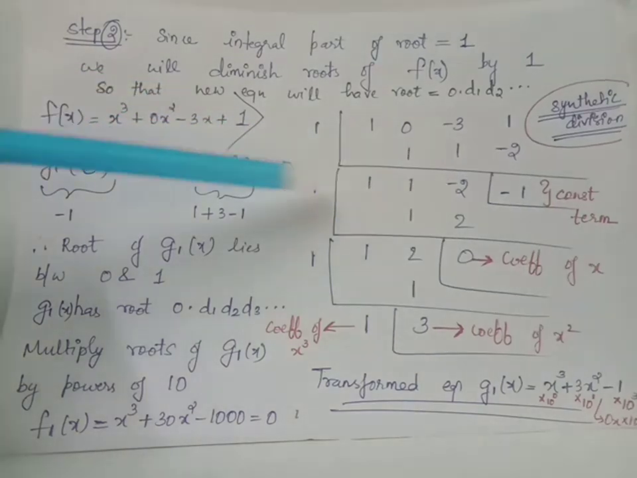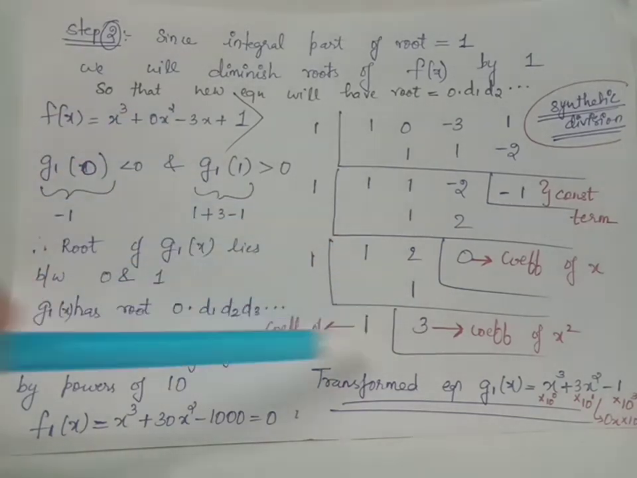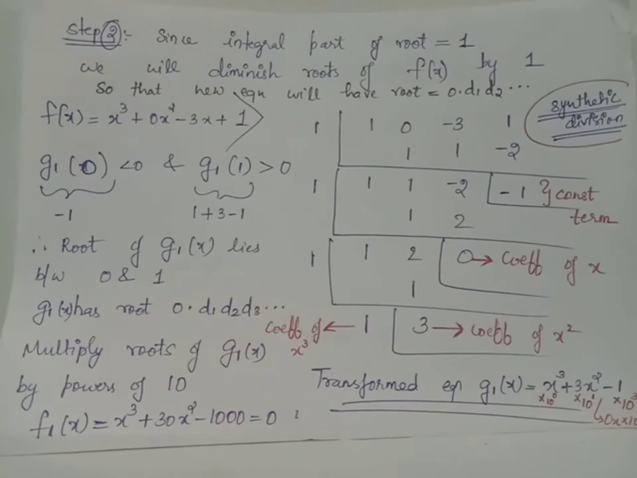These coefficients are again divided using 1 using the synthetic division method itself, and we have this last value considered as the coefficient of x. Again, when we implement the synthetic division method, this last value 3 becomes the coefficient of x square, and this value becomes the coefficient of x cube. Thus, the new equation obtained by diminishing the roots of f of x by 1 is g1 of x, which equals x cube plus 3x square plus 0x minus 1, which is represented using an arbitrary notation g1 of x and is called the transformed equation.